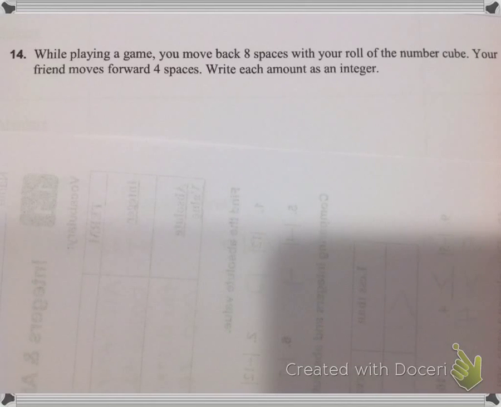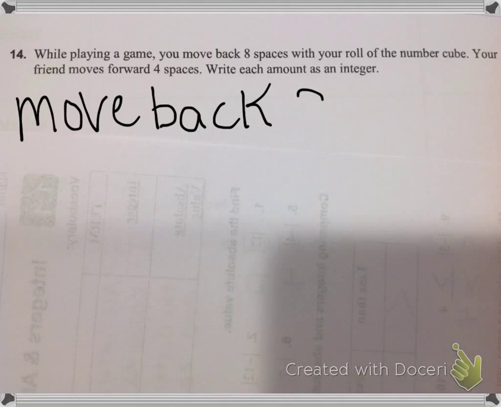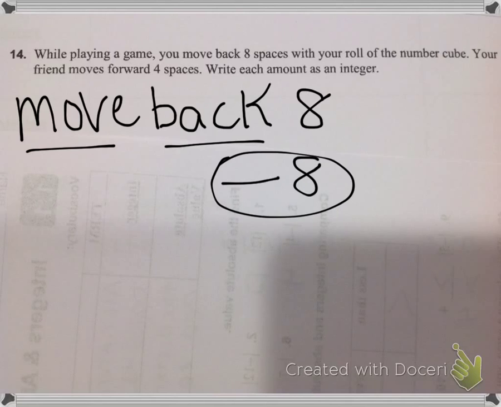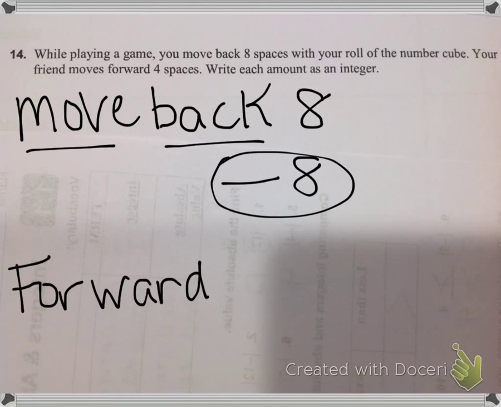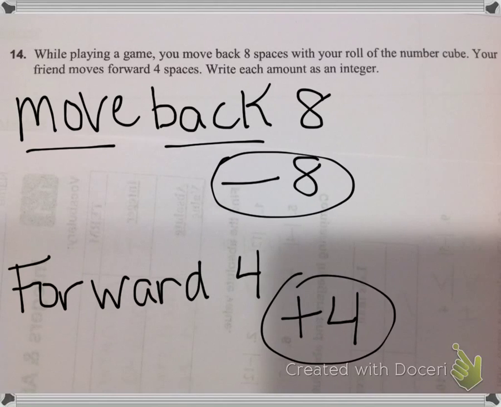While playing a game, you move back 8 spaces with your roll on the number cube, and your friend moves forward 4 spaces. We're going to write those numbers as integers. Very simple. Okay, moving back 8 spaces, would that be a positive or a negative? That would be a negative. You're moving back. -8. And forward 4 spaces, would that be a positive or a negative? That would be a positive 4. So your answers for number 14 are -8 and positive 4.